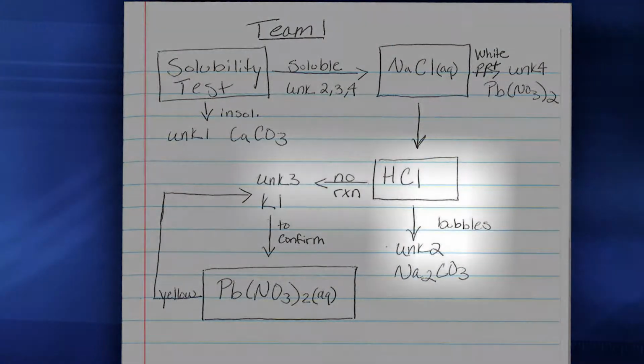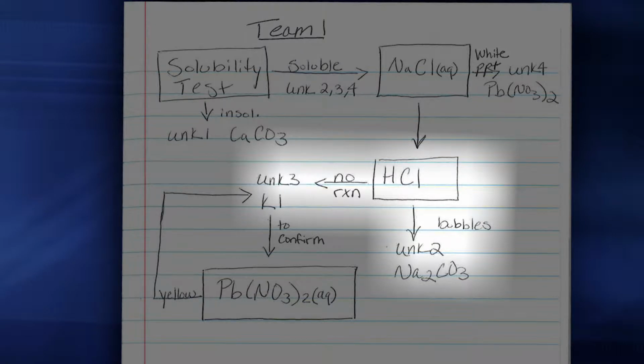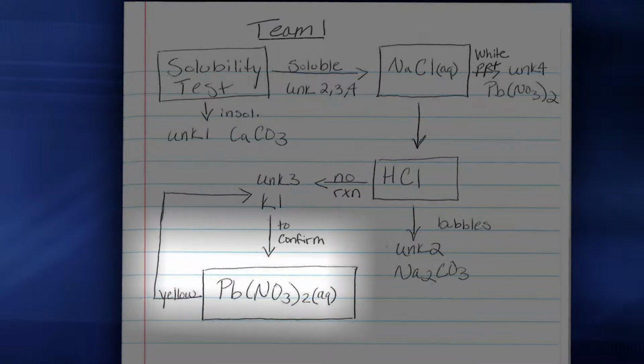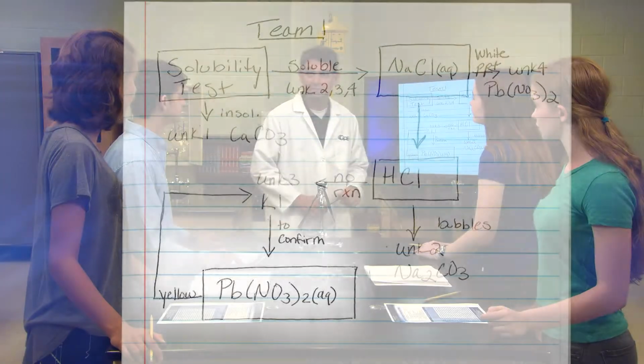Next, we used hydrochloric acid to test unknowns 2 and 3. Unknown 2 bubbled up, which we think is the carbonate turning into carbon dioxide, so unknown substance number 2 must be sodium carbonate. Which means unknown number 3 must be potassium iodide. But we tested with the lead-2 nitrate just to make sure, and it made a yellow solid, which we know is lead-2 iodide. Great work and analysis, you guys.